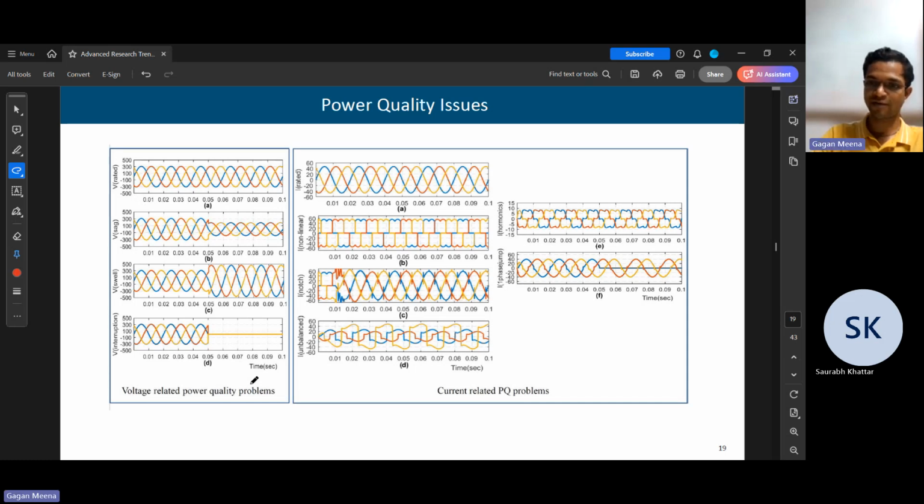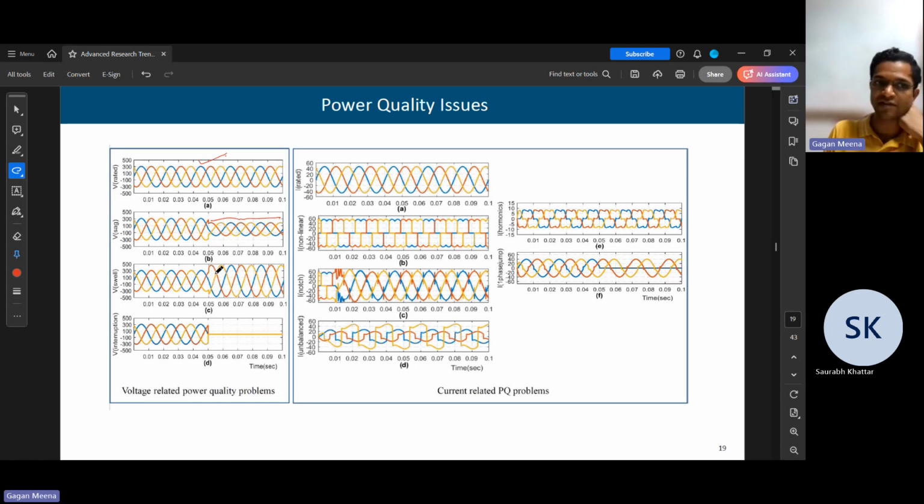For lower order harmonics, the filter size will be very large. Here we see different types of power quality issues. This is the ideal voltage sinusoid. Now this is the voltage sag, where the voltage magnitude reduces for a few time blocks.